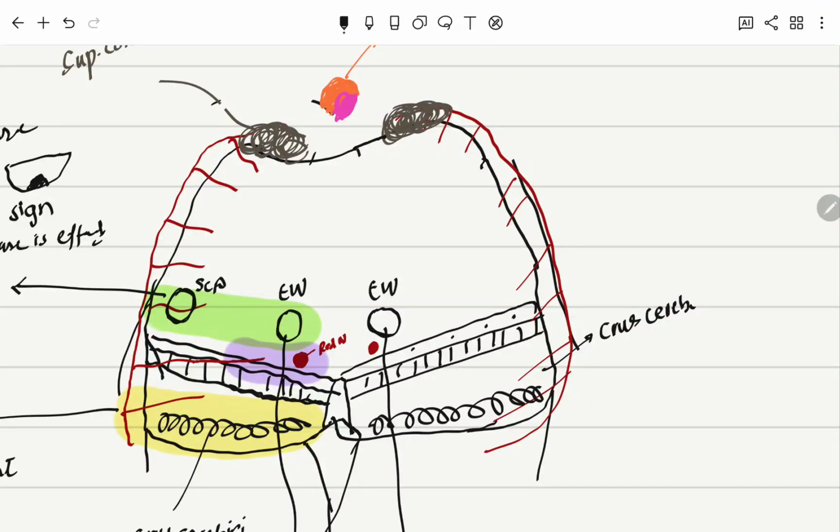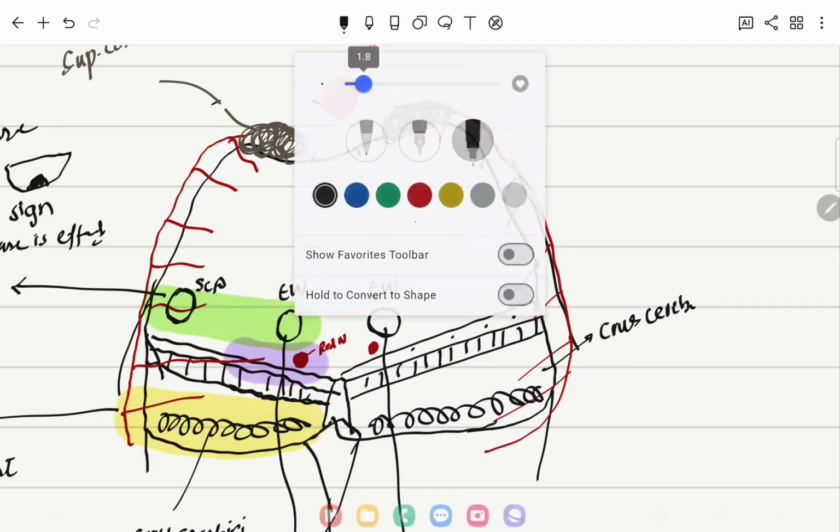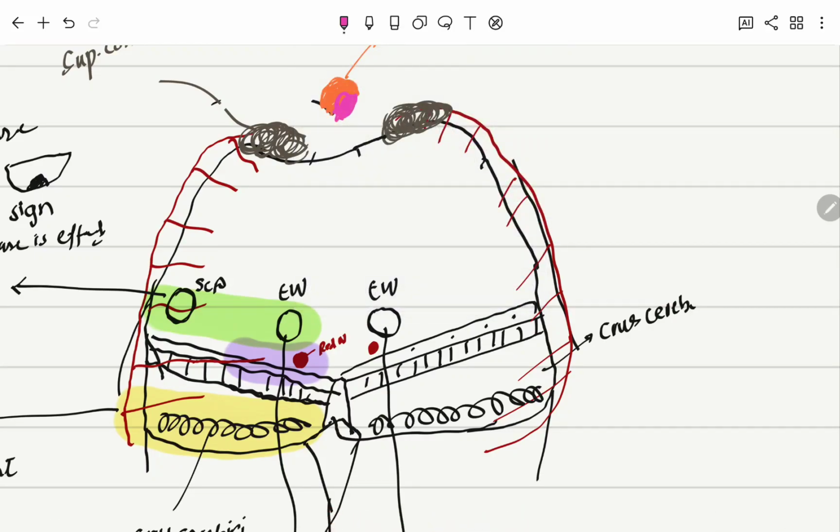Bismillahirrahmanirrahim. So let's discuss the strokes related to the posterior circulation. So what's going to happen when we cut off the supply of the midbrain? We're going to discuss the midbrain, then the pons, then the medulla. So let's discuss the midbrain first. Basically, I'm going to discuss the brain stem here.